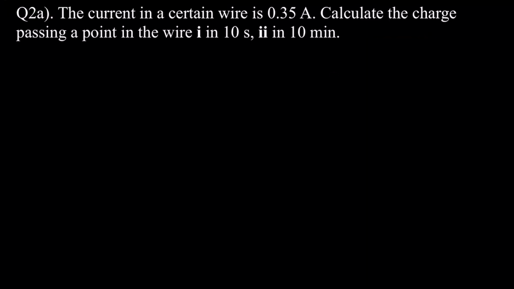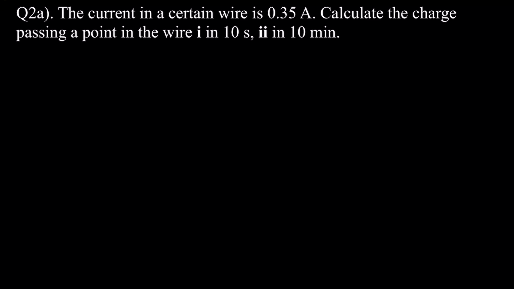So here we have question 2a, and we have part i and part ii. So the question says the current in a certain wire is 0.35 amps, and it wants us to calculate the charge passing a point in the wire in 10 seconds and in 10 minutes. So again, pause the video and try and answer this yourself first.